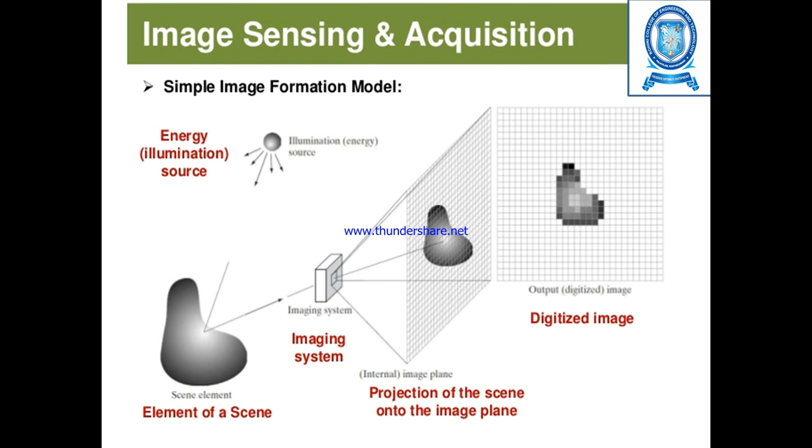This is how the image is sensed and processed, and finally the output is obtained as a digital image. Hope you all understood image sensing and acquisition. This is how the image is captured and processed.